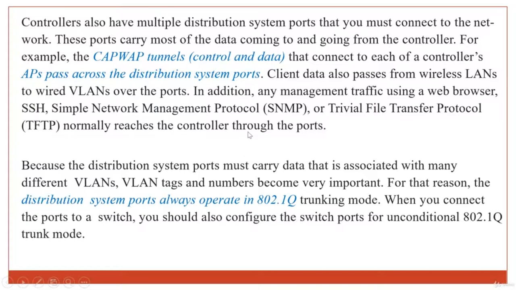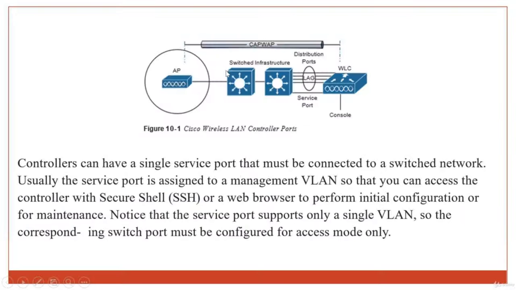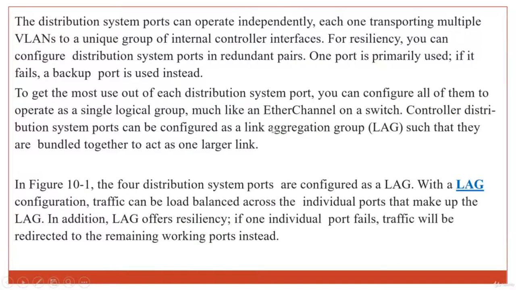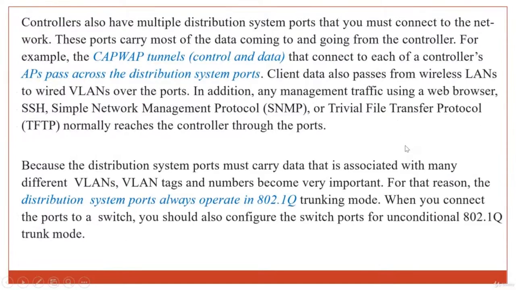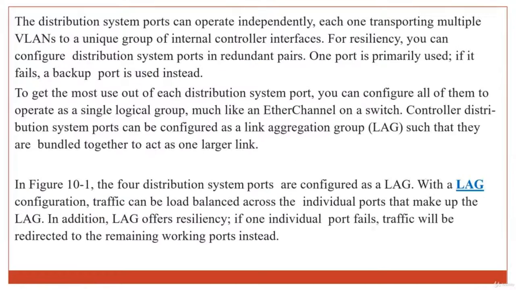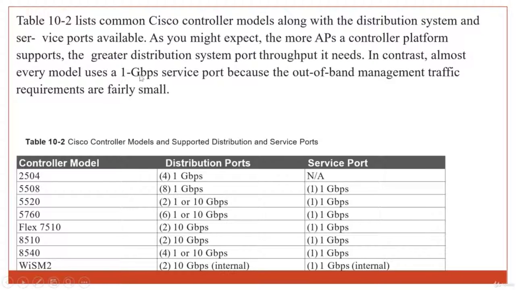Again, we'll discuss other port analogies as well. At this point, we know that the AP and the WLC will form the CAPWAP tunnel, and on the distribution port we should enable 802.1Q and do link aggregation between the WLC and the distribution switch. As for the models, you can see in the table which model has the distribution port and service port.